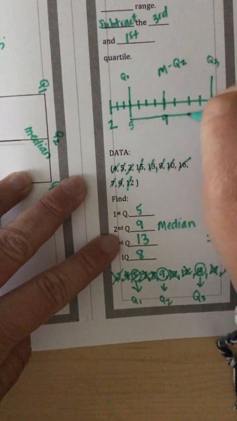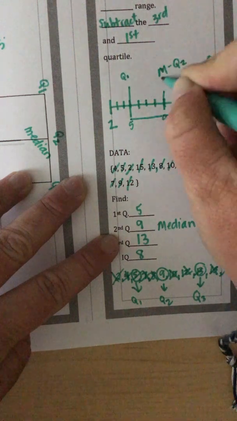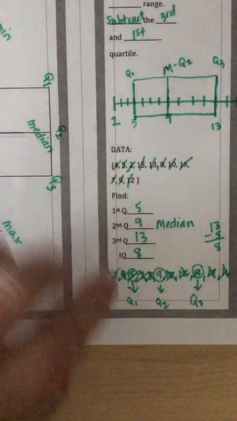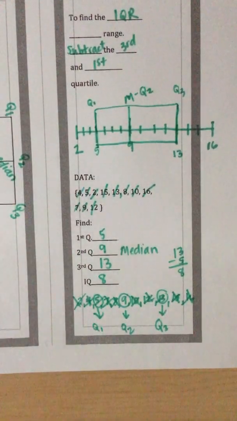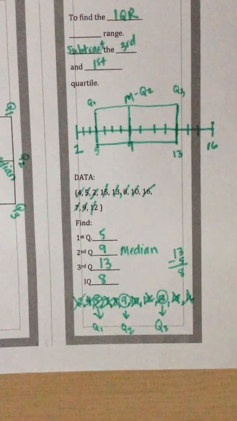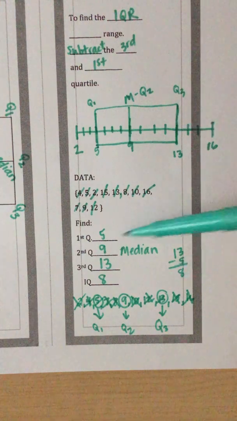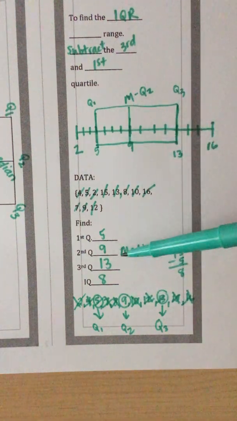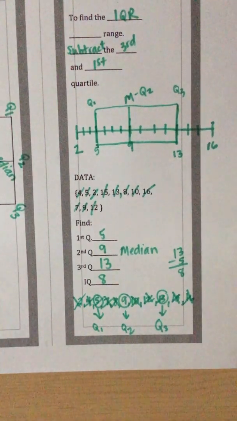And then I'm going to go ahead and draw my box. And that is how you would do your box plot and then find the information. So really, again, this is a visual for your IQR. So if you have any questions, please let me know.